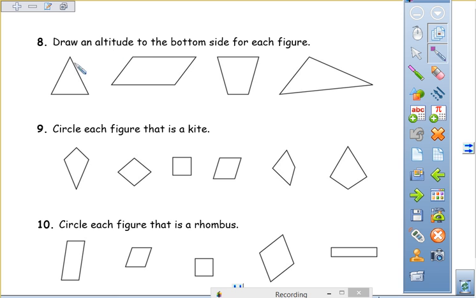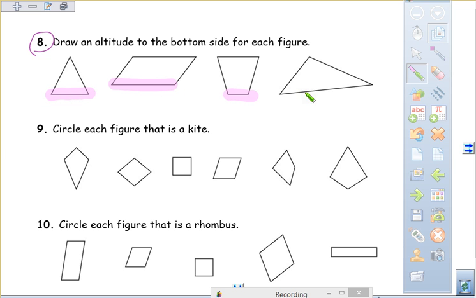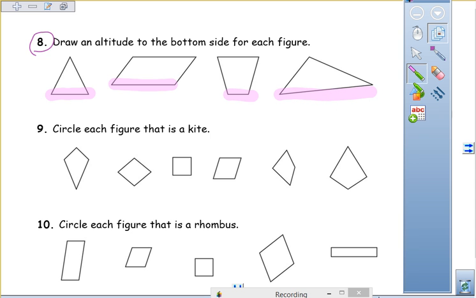So let's go and look at some of these figures. This is a worksheet I pulled up. This is not in your notes. It says draw an altitude to the bottom of each side for the figure. So let's define what the base is. Right here, this will be the base because it's the bottom. This will be the base. This will be one of the bases, and this will be the base.